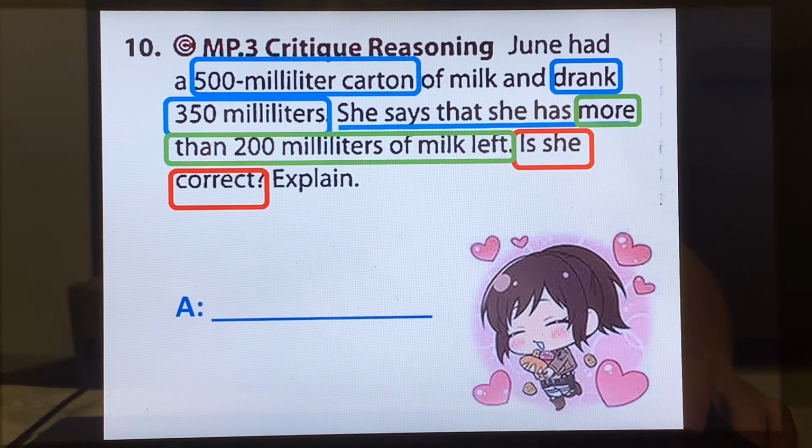She had a 500 milliliter carton of milk and drank 350 milliliters, and she says that she still has more than 200 milliliters left. Is she correct? Explain.